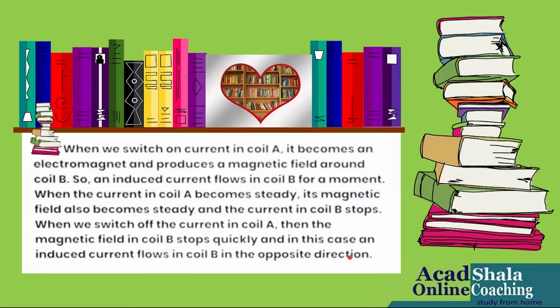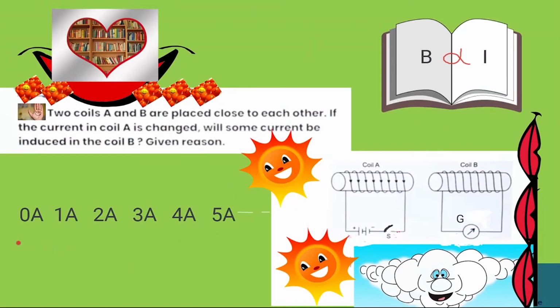Are you getting my point, children? So that means when the current was flowing from 0 to 1, 2, 3, 4, 5, and the circuit was made incomplete, again it showed a change, but in the reverse direction, 5, 4, 3, 2, 1, 0. And this is the absolutely complete answer for this question.